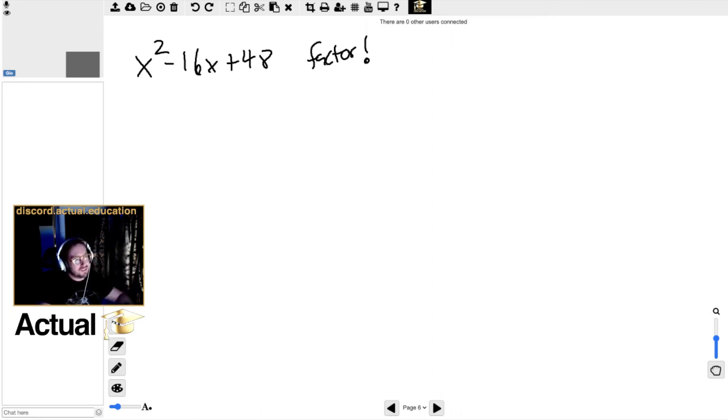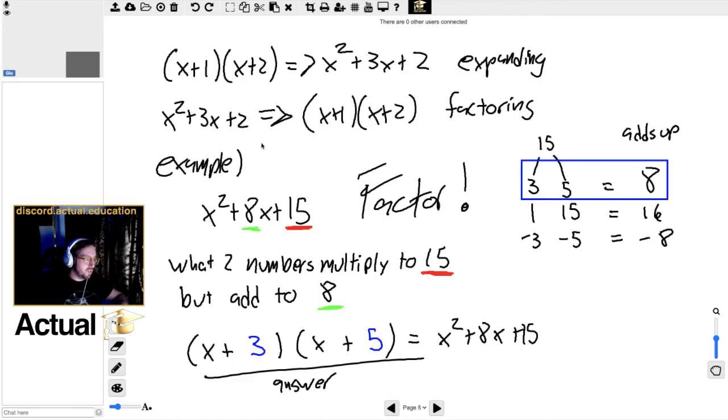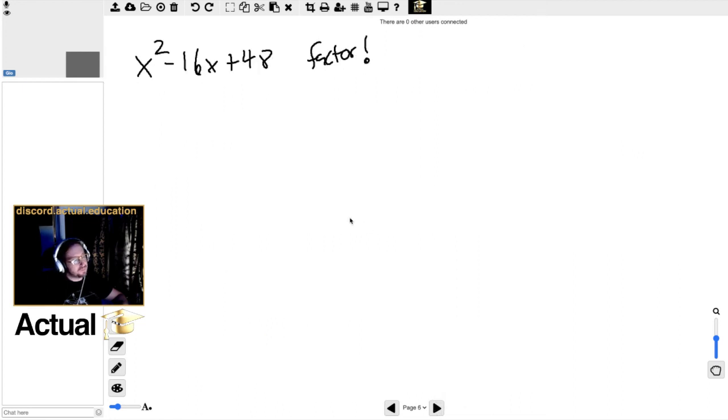So if we go back to the other page, remember, we got to identify first what number we need things to multiply to and what number we need things to add to. What two numbers multiply to 15 but add to 8? Good. So here we need them to multiply to what? I know that 6 times 8 is 48. Yeah. So here, multiply to 48, right? That's our first thing. Multiply to 48, okay?